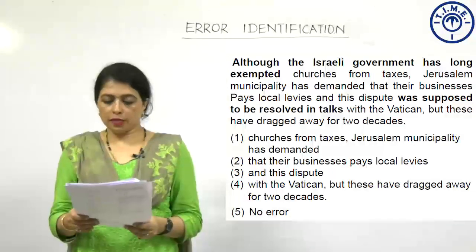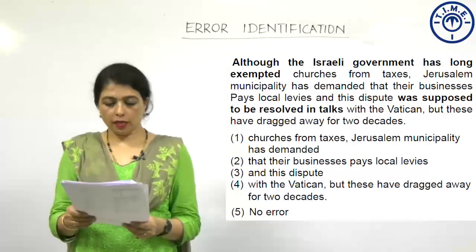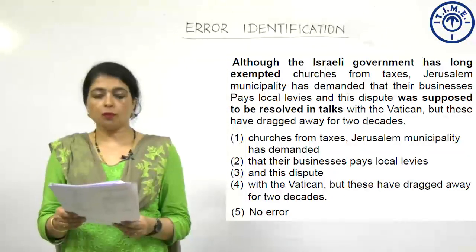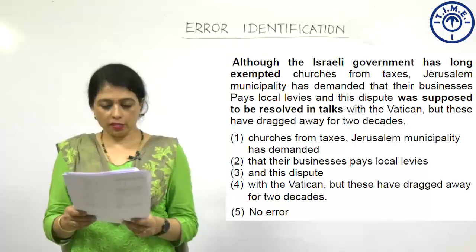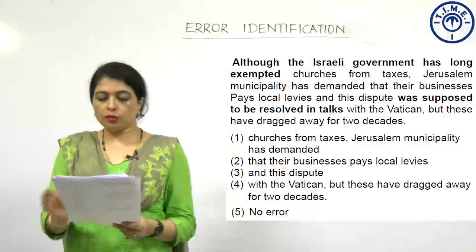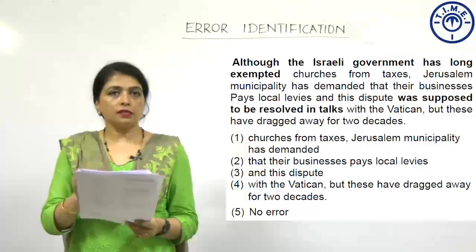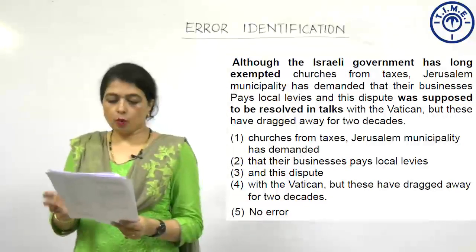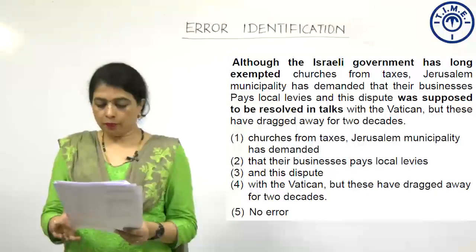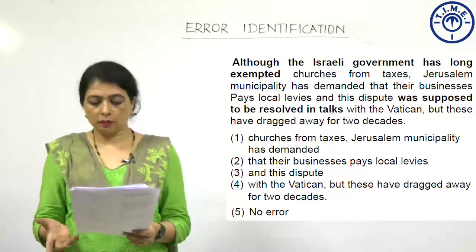Although the Israeli government has long exempted churches from taxes, Jerusalem municipality has demanded that their businesses pays local levies, and this dispute was supposed to be resolved in talks with the Vatican, but these have dragged away for 2 decades. Okay. So, "although the Israeli government has long exempted" is highlighted, we understand that it has to be grammatically correct. "Was supposed to be resolved in talks" also is highlighted and grammatically correct. Let us look at the other parts. Churches from taxes, Jerusalem municipality has demanded.